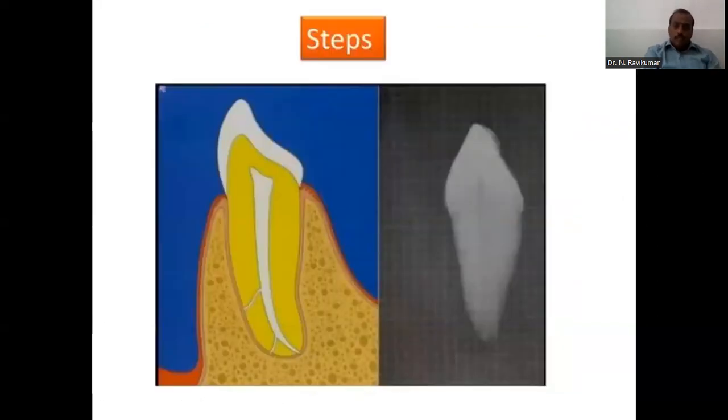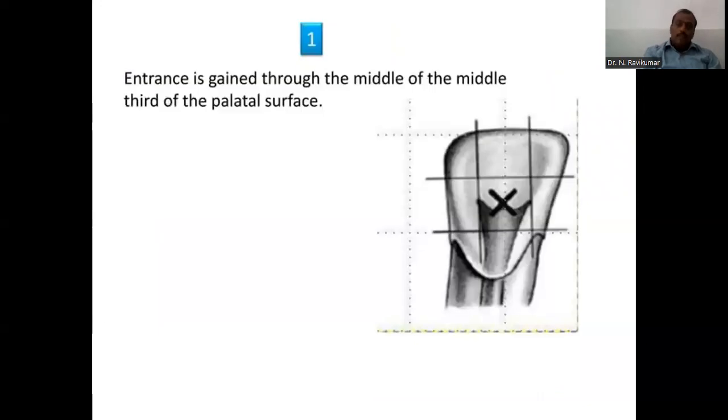Okay, so once you get the access cavity preparation, before going further, you have to draw an imaginary line on the labial aspect of the tooth. Okay, so incisal 1/3, middle 1/3, and cervical 1/3. So you have to draw the horizontal lines. Another one is how to draw the vertical lines: mesial 1/3, middle 1/3, and distal 1/3. So we divide the tooth into 9 parts.